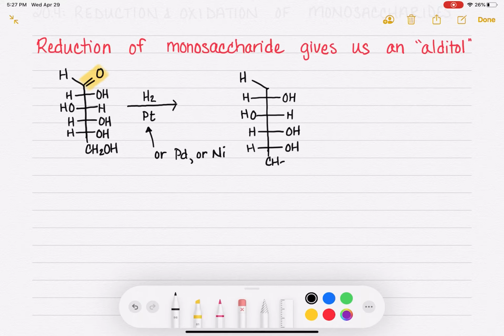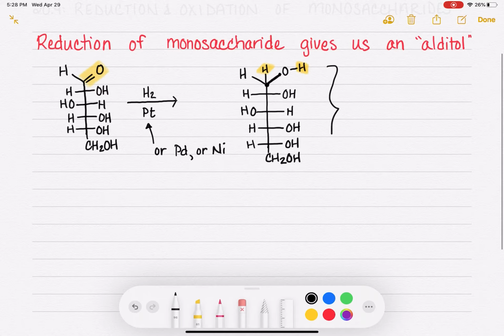There. And so this reaction works on the carbon-oxygen double bond. It doesn't remove the bond, so the carbon and the oxygen are still there and they're still connected. But what it does is convert that double bond into a single bond, and it adds a hydrogen to the carbon and a hydrogen to the oxygen. So this is what we get. And this molecule is an example of an alditol.